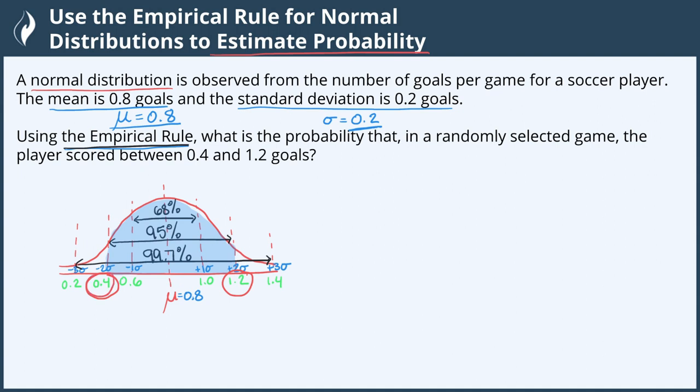So between 0.4 and 1.2, we have 95% of the data, 95%. And this can be written as the decimal 0.95. This is our estimate for the probability that this soccer player scores between 0.4 and 1.2 goals. And now we're all done.